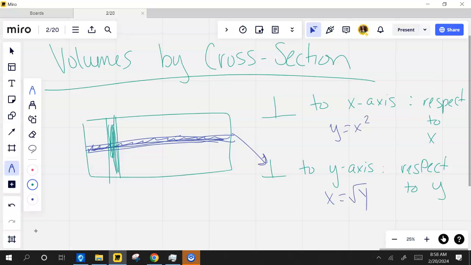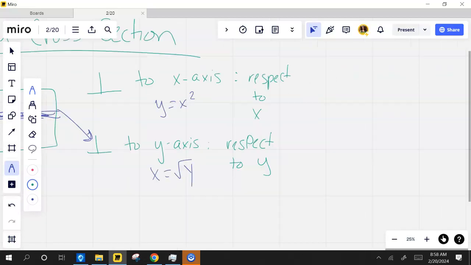All right, so the directions of these are going to tell you: a region is bounded by the curves and forms the base of a solid. For the solid, each cross-section is perpendicular to whichever axis. What's the volume of the solid? Okay, so how do we address this? How do we tackle it?